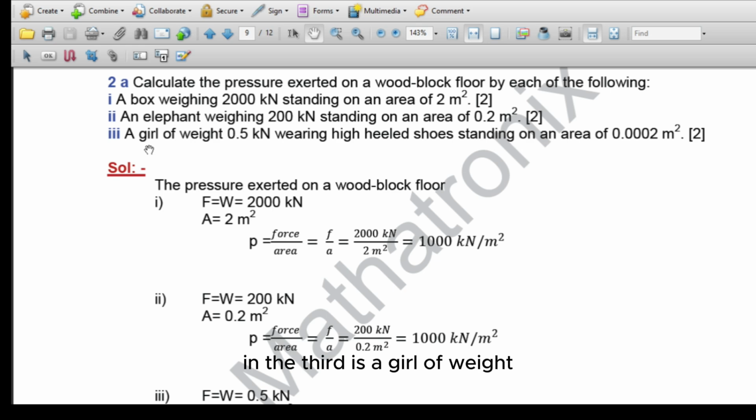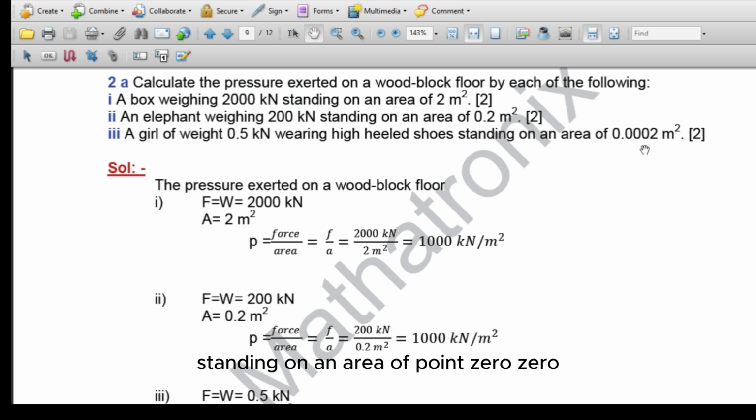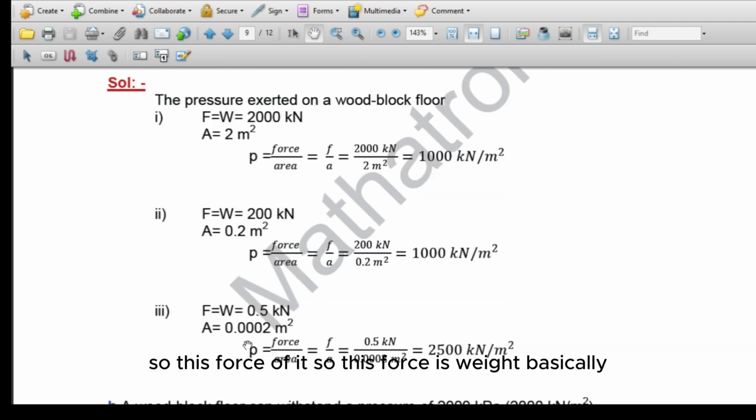In the third case, a girl of weight 0.5 kilonewton wearing high-heeled shoes is standing on an area of 0.0002 meters square. So we'll divide this force by this area. This force is weight basically. Pressure is equal to force per unit area. This is 0.5 kilonewton divided by 0.0002 meters square, and by dividing this, we have 2500 kilonewton per meter square.